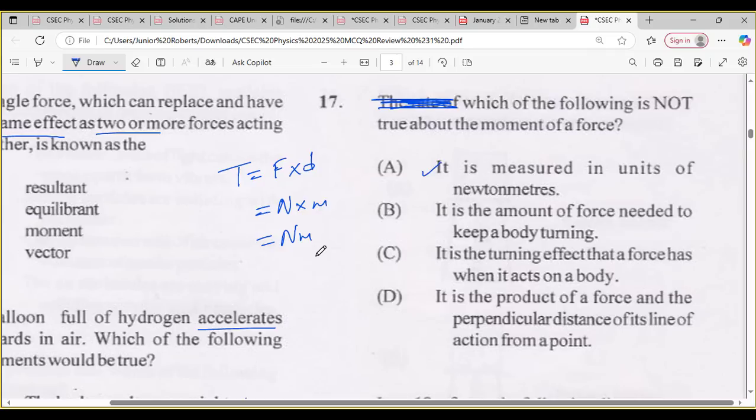So this is true. It is the amount of force needed to keep a body turning. We're going to come back to that. It is a turning effect that a force has when it acts on a body. This is true. It is a product of the force and the perpendicular distance of its line of action from a point. So this is also true. Right, so then our answer, which is not true, would be B.